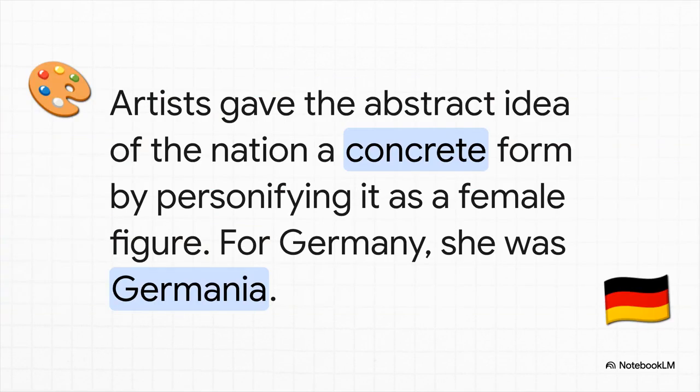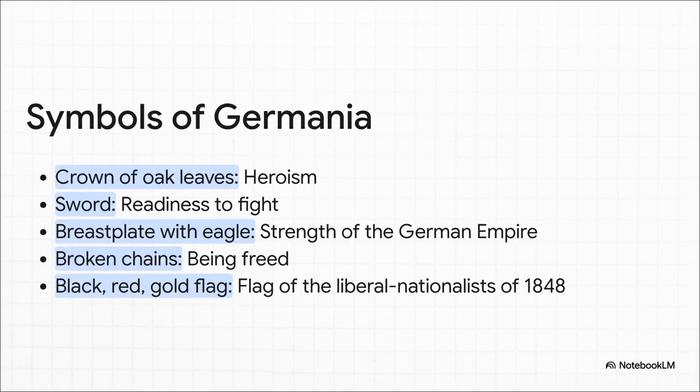But Bismarck was smart. He knew that a nation born from war needed more than just a powerful army to stay together. It needed a soul. It needed symbols people could rally around. And for that, they turned to artists, who basically gave the nation a human face. For Germany, that face was Germania. And she was just packed with meaning.